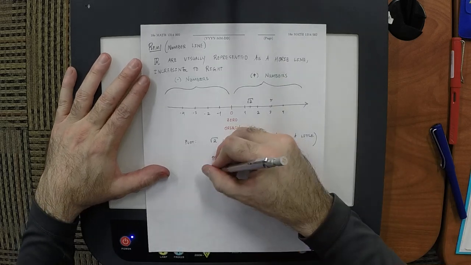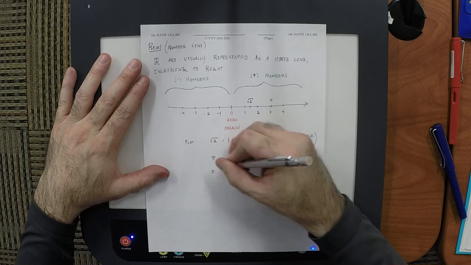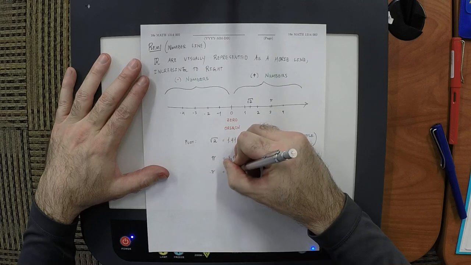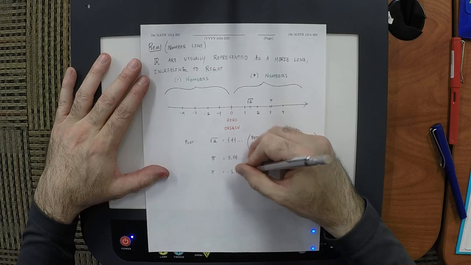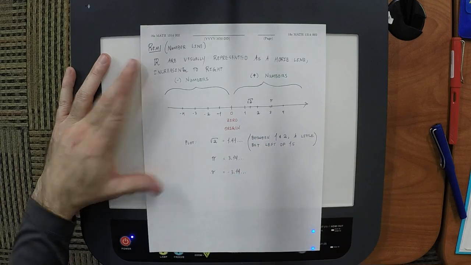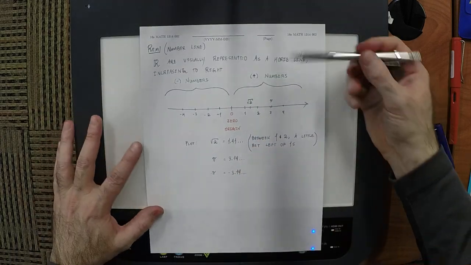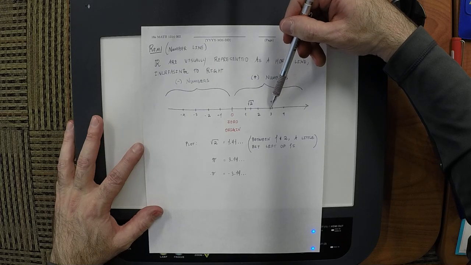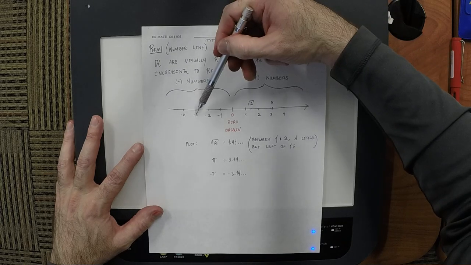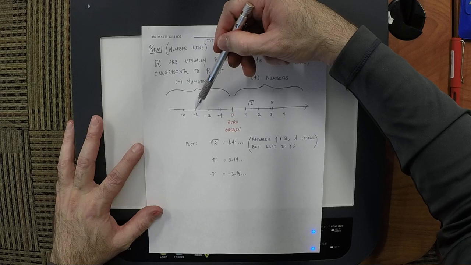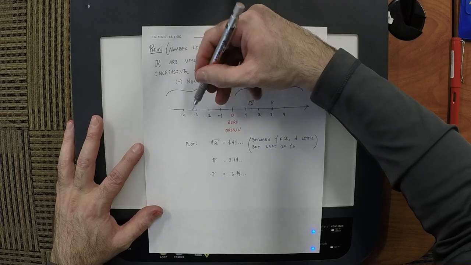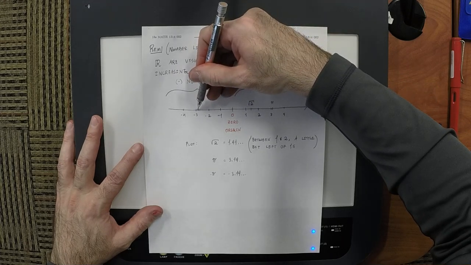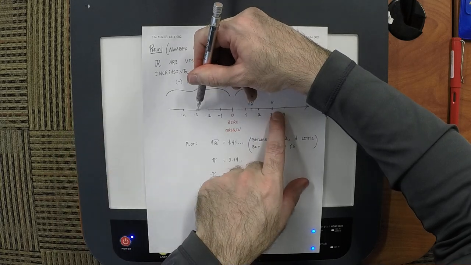Okay, how about negative pi? Well, that'd be negative 3.14, dot, dot, dot. So how does it work? It means I go to negative 3 and then move a little bit to the right, just like I went to 3 and then moved a little bit to the right. Well, I moved to the right for this one, though.